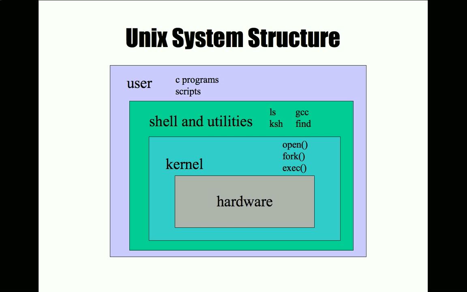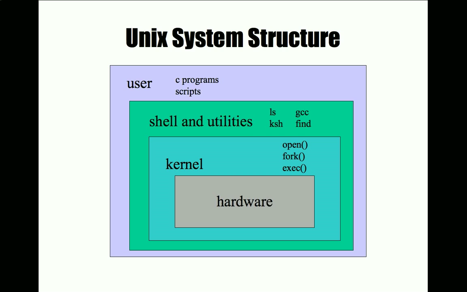The outer level is where we are, where the users are interacting with the operating system. We write programs, hopefully in C, because that's the language that's preferred by Unix, or we write shell scripts, and those reside on top of everything else.